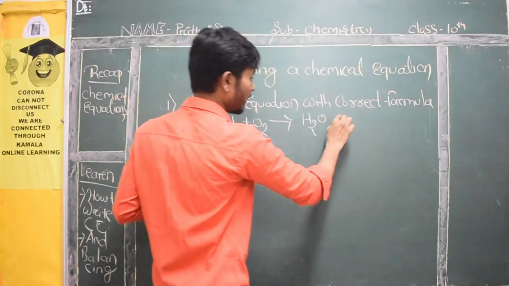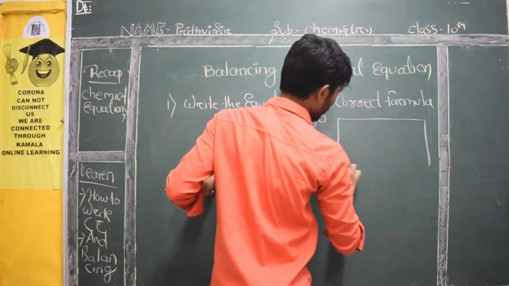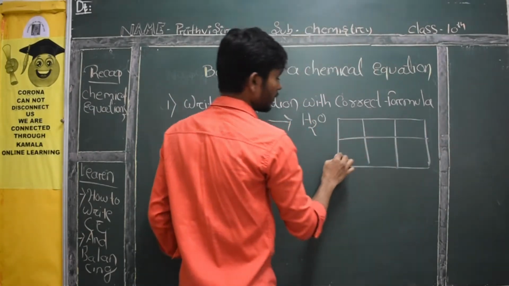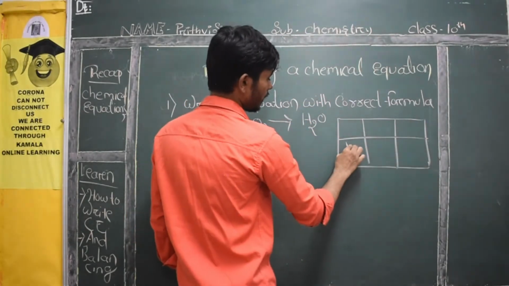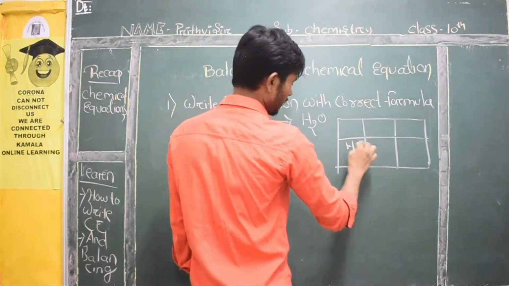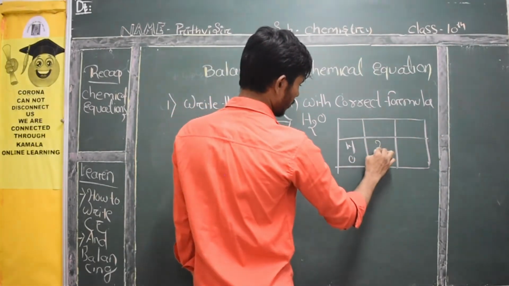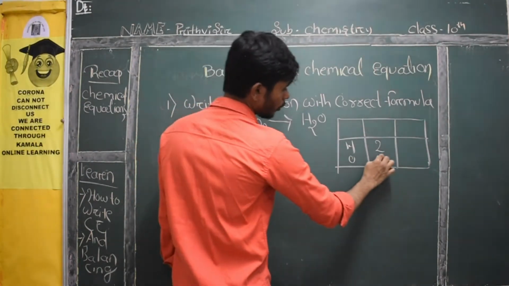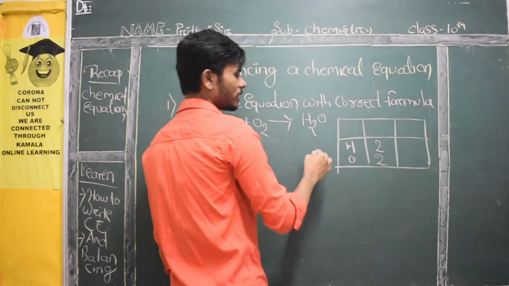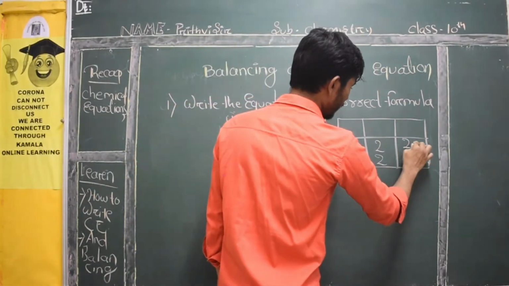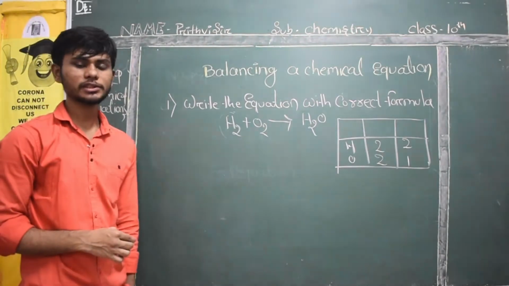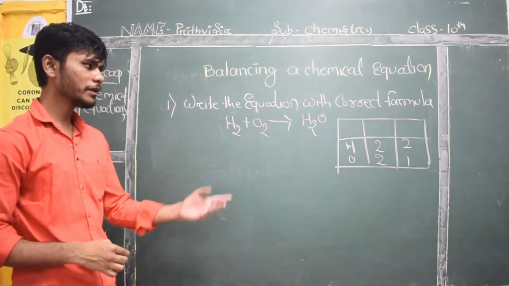This is the first thing we will do. For that we will make one table. In that table we will write the number of elements involved. In the reactant side, who all are involved? Hydrogen and oxygen. Left hand side how much? Right hand side how much? On the left hand side there are 2 hydrogen and 2 oxygen atoms. In the product side, what did we get? 2 hydrogen, but one oxygen. Now we will balance it.